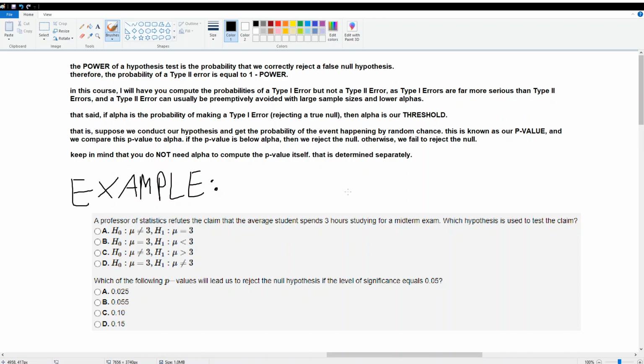That's the idea behind p-values. Now notice you don't need alpha to compute the p-value. We decide our threshold alpha beforehand. We compute the p-value from the statistics, and in the remaining lectures, we'll be computing these p-values, and I'll show you how to compute them. But for now, I wanted to introduce you to the concept of it.